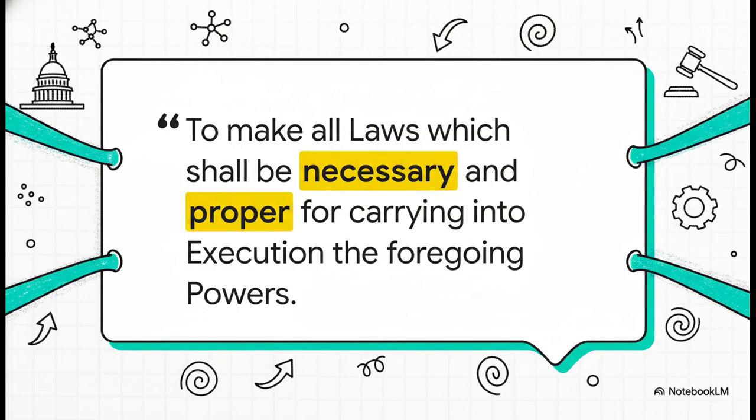And here it is. This little line is famously known as the Elastic Clause. Why? Because it stretches. It gives Congress the flexibility to do whatever is necessary and proper to get its job done. It's what allows it to adapt to changing times.